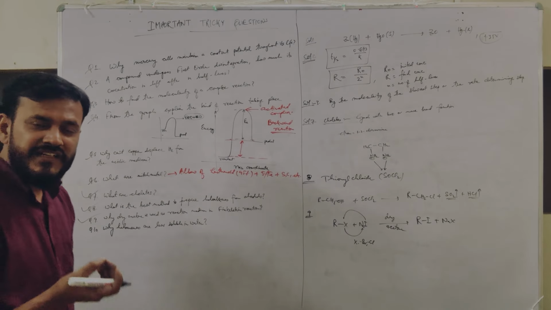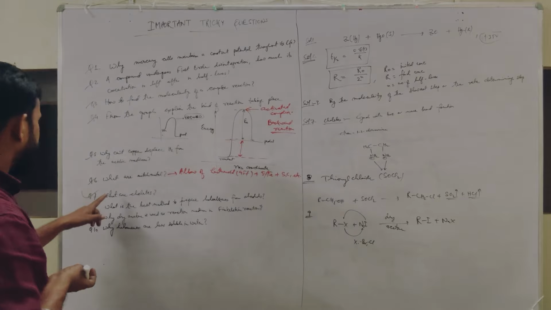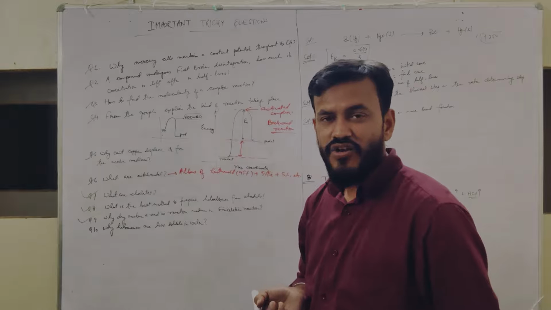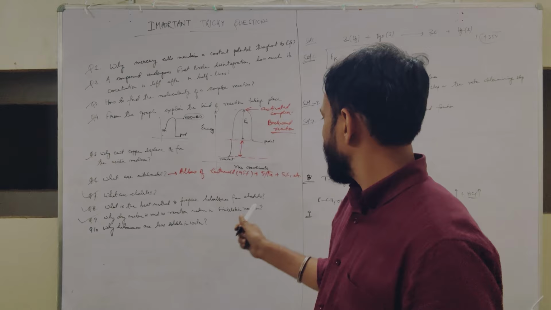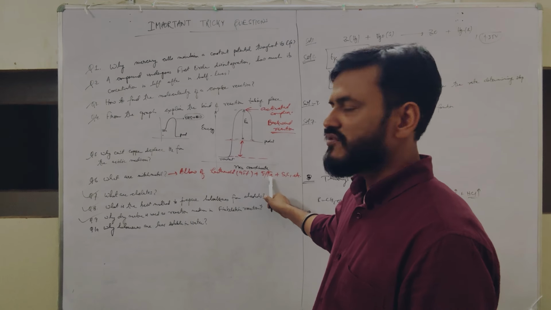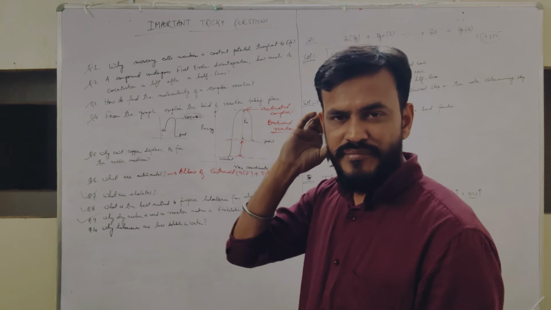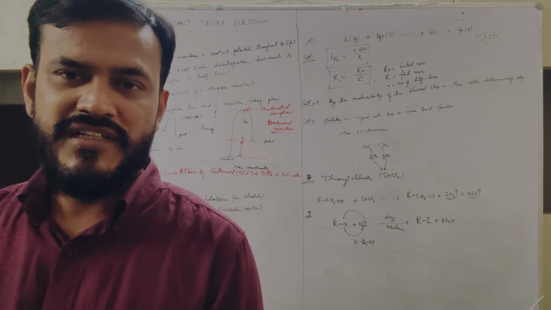So the answer is reduction potential. Next question, what are misch metals? See, mixed metals are alloys of lanthanides. So lanthanide 95% and iron 5% along with traces of some sulfur, iron and other metals gives you mixed metal.